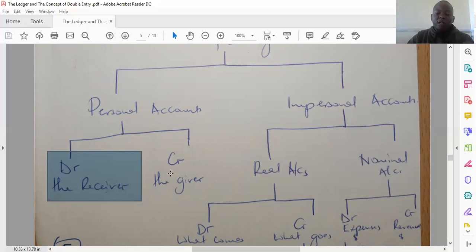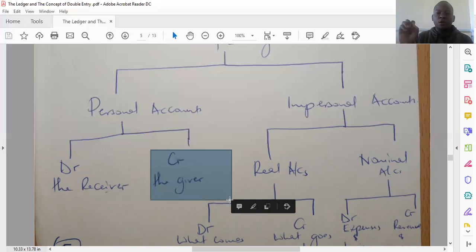For the givers, you credit the giver. For example, you've bought goods on credit from your supplier. The supplier has given you goods, so in this case the supplier is the giver. So you go to the supplier's account, in which case he's a giver, and credit his account. Therefore, you credit the giver.